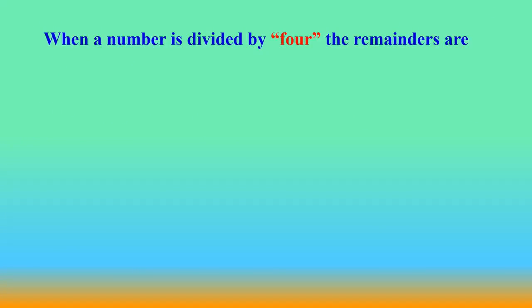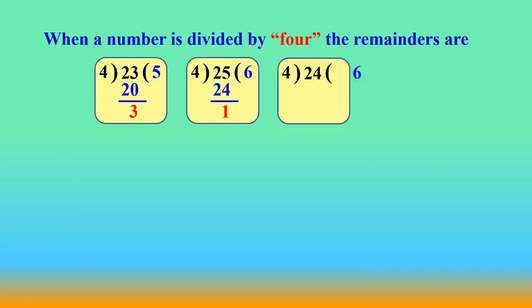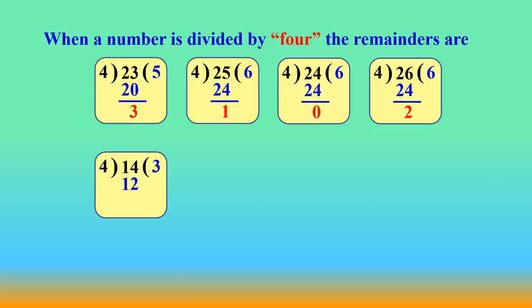When a number is divided by 4, the remainders are: 23 by 4, 4 5s are 20, 23 minus 20, 3 is the remainder. 25 by 4, 4 6s are 24, 25 minus 24, 1 is the remainder. 24 by 4, 4 6s are 24, 24 minus 24, 0 is the remainder. 26 by 4, 4 6s are 24, 26 minus 24, 2 is the remainder. 14 by 4, 4 3s are 12, 14 minus 12, 2 is the remainder.